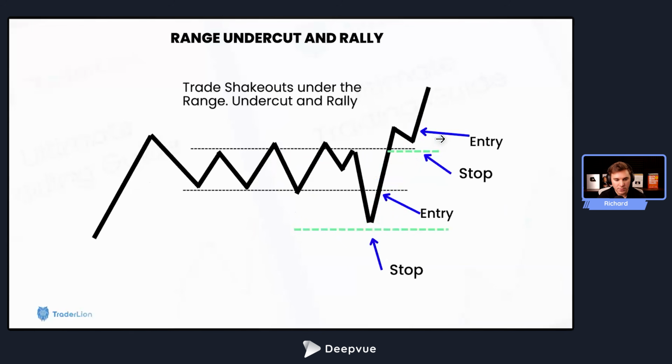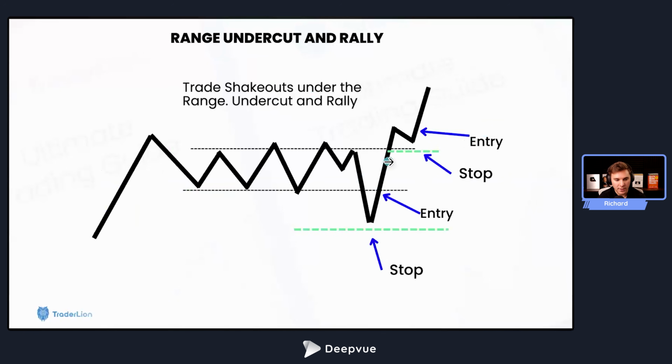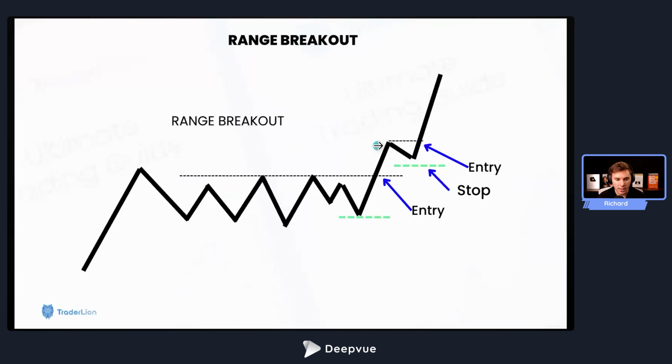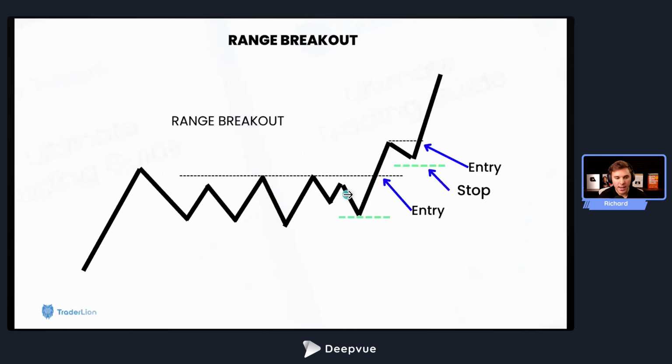But again, these are the 4 ways: accumulating versus lows, buying tightness / anticipation, undercut and rally, and then the range breakout. And you can combine these, whatever suits your style. Depending on the situation, it might be different too. We might not get an undercut and rally if we don't get a gap down in the market, or there's not some type of news event like a secondary or a news catalyst that initially the market interprets negatively, and then we rally back through. So this might not happen, and you might be forced to wait for the range breakout.